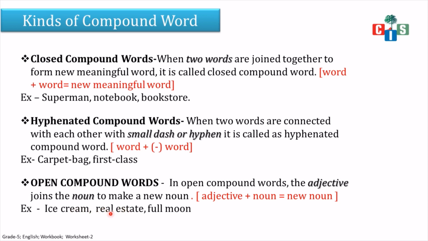Real estate. Real estate, real is an adjective, estate is a noun. So real estate is a new word, and that is an example of open compound words. And in the same way, full moon.